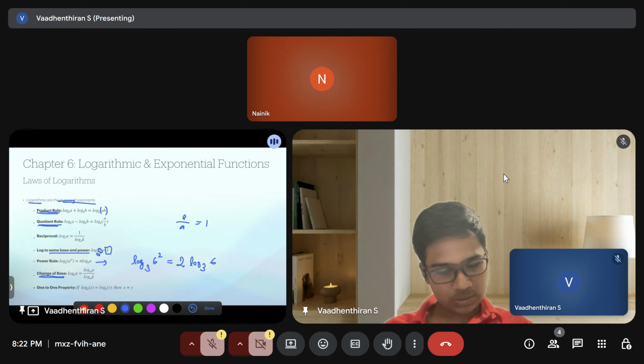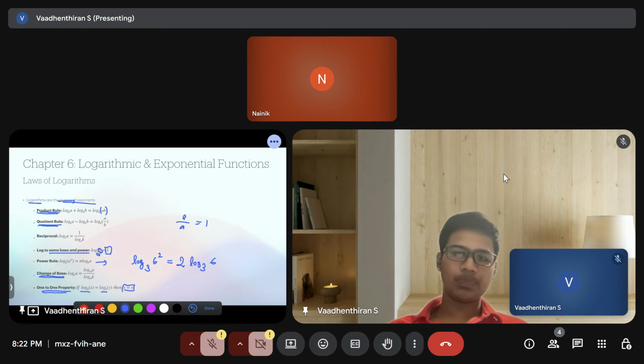So then this is a one-to-one property. This is basically telling you if log_b x equals log_b y, so the base is same, you can equate the x and y. This is pretty simple.